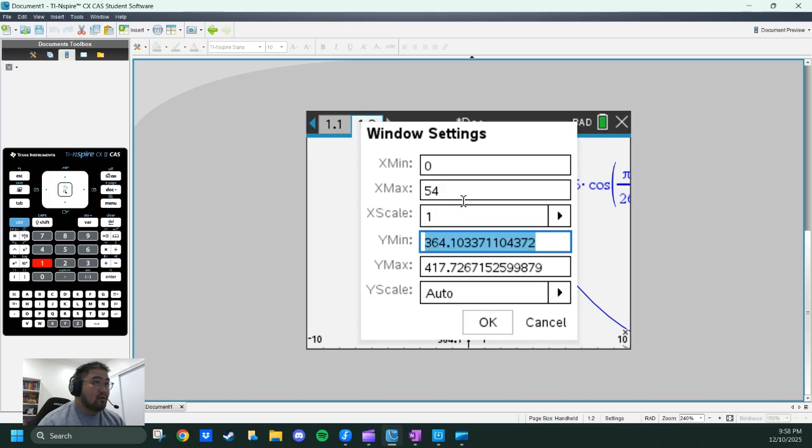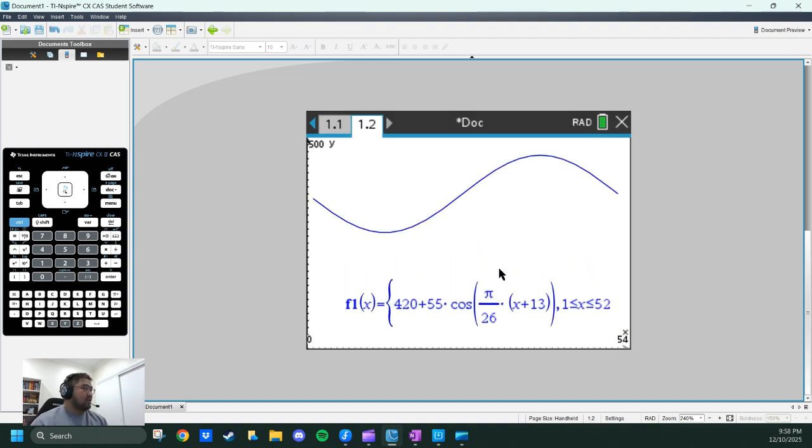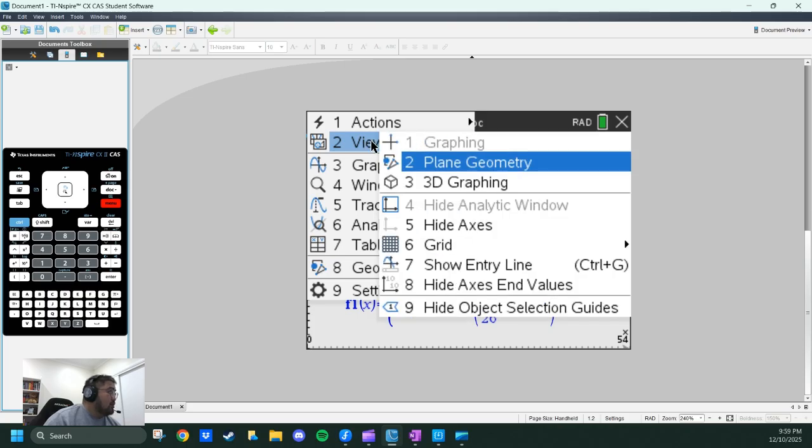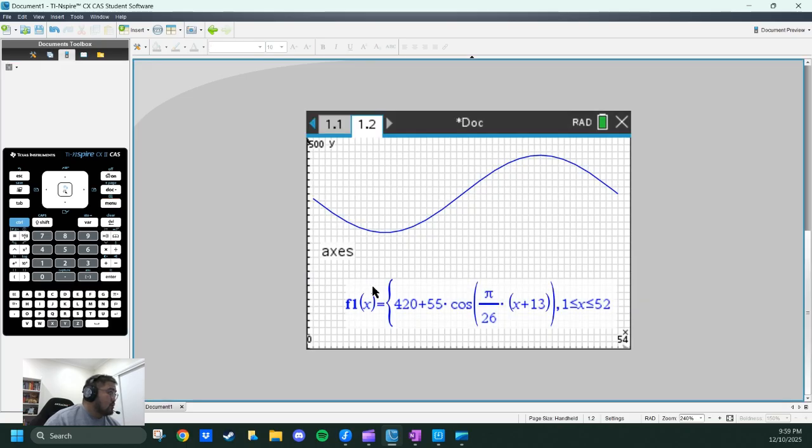My Y min, my lowest value is going to be 420 minus 55. So look, I'll be conservative. Let's say 200, and my highest value will be 55 plus 420. So I'll say maybe 500 can be my highest value. Okay, there we go. Nice graph. Now, while we're on this page as well, just as a little Easter egg, if you want to go menu, view, and grid, and go light grid, it makes things a little bit easier to see when you've got graphs like this.